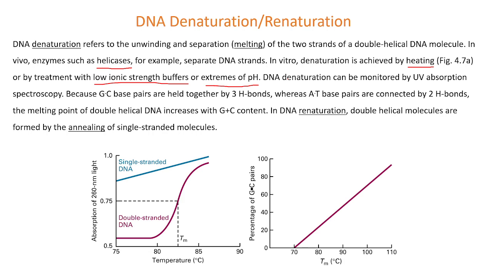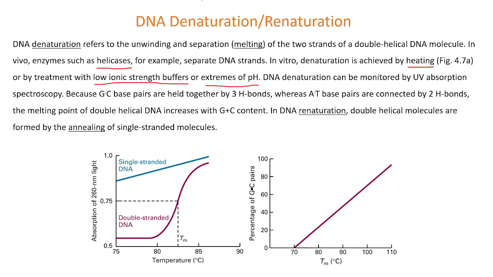So what is important over here is, number one, what factors denature your DNA. Number two, how can you monitor your DNA denaturation? That can be monitored by your UV absorption, and then the higher melting point can be because of the higher GC content. So that is number three. And then in DNA renaturation, the double helical molecules are formed by the annealing of the single stranded molecules.